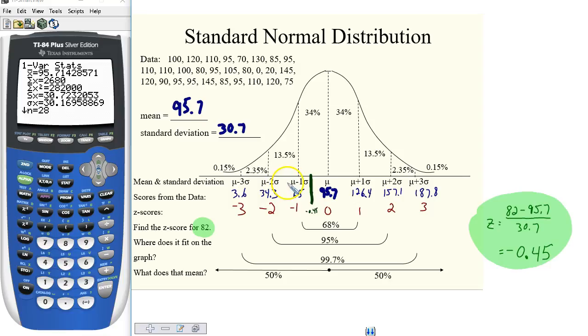Now, we have talked before about something called a z-score. Remember that z-scores are standardized scores, and we've learned the formula for finding a z-score: z equals x minus mean, divided by standard deviation. This is mu for mean, sigma for standard deviation. That's what I've done here with the z-score for 82. I subtracted the mean and divided by the standard deviation, and I got a z-score of negative 0.45.